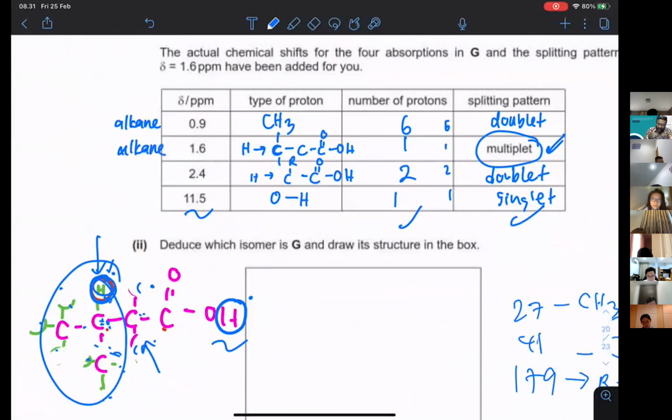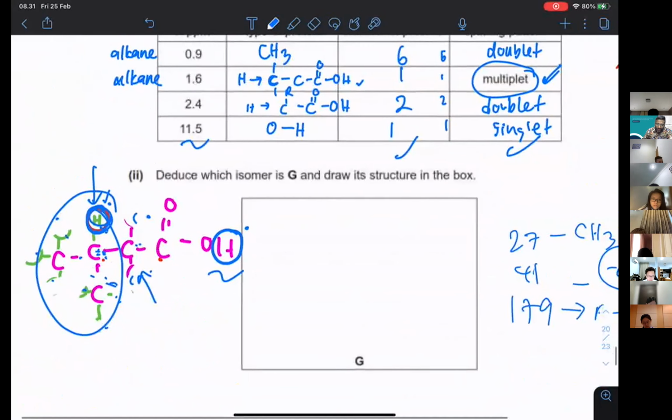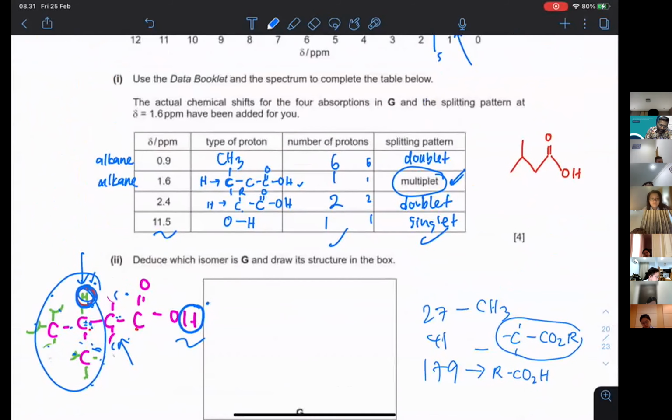But still, I think it's better to also mention more detail. So 2.4, what kind of structure is it? The alkyl next to C double bond O. That is how they explain it. I mentioned everything, but I think it is better to follow this. So 11.5 is OH. You see OH, or they say carboxylic acid. It is up to you. For me, OH is fine. This one is done.